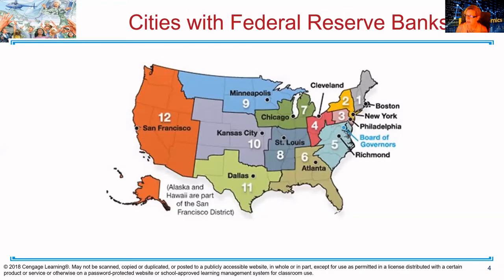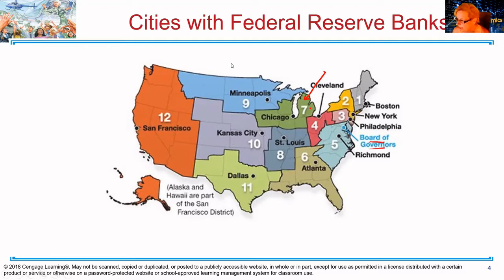So here's our map of the cities with Federal Reserve banks. So we're in District 7, Lake Michigan College is part of District 7. So that means that every bank that is in District 7 belongs to the Federal Reserve Bank of Chicago. There's also a smaller one over here in Detroit as well, but it's not recognized as one of the major Federal Reserve banks. Again, you'll see the Board of Governors there located in Washington, D.C.